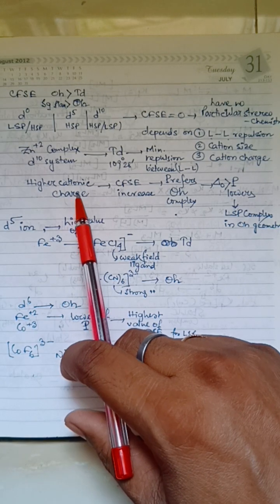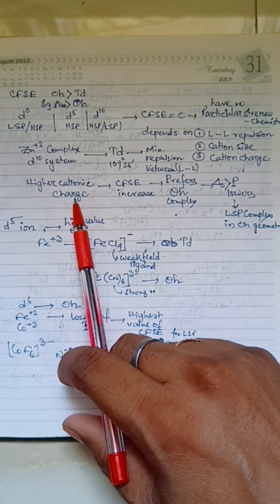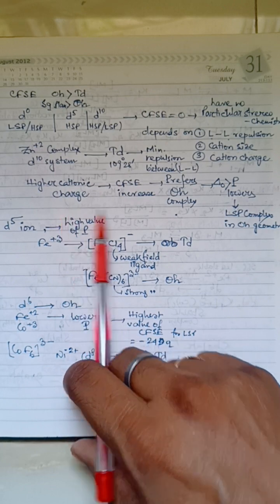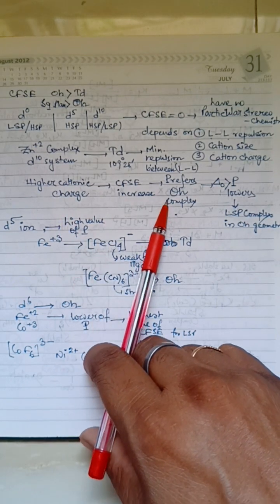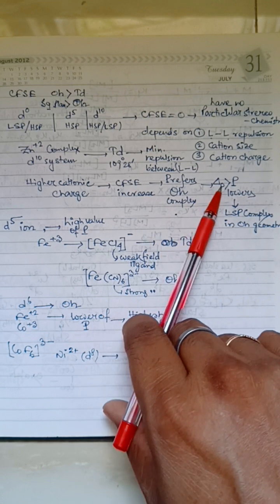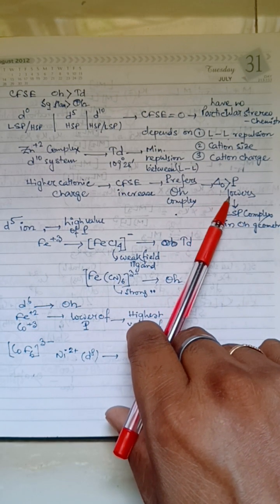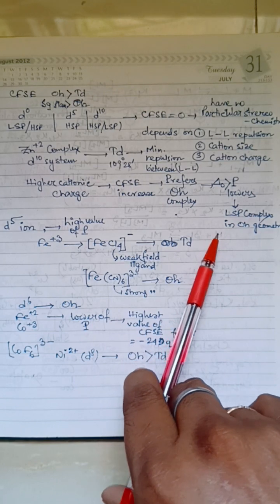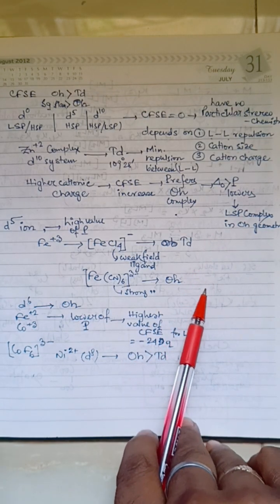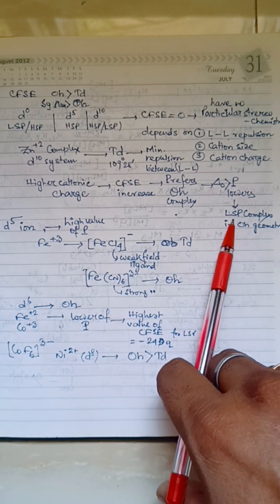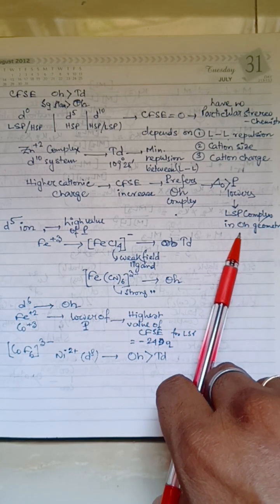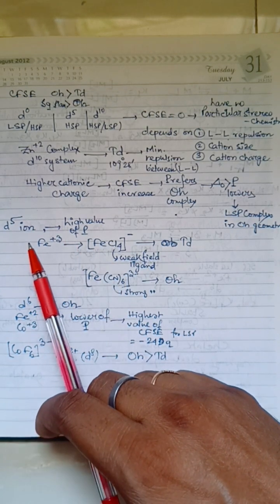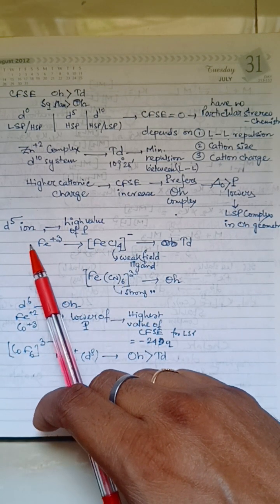If a metal with higher cationic charge is used for the formation of complexes, it always prefers octahedral complexes, where the delta O value is greater than the pairing energy value, which lowers the number of unpaired electrons. As a result, we get a low spin complex in octahedral geometry. Is it clear? Again, if in doubt, you can question us in the message.